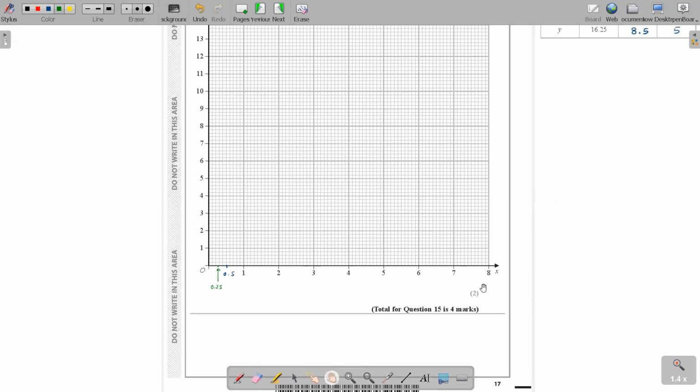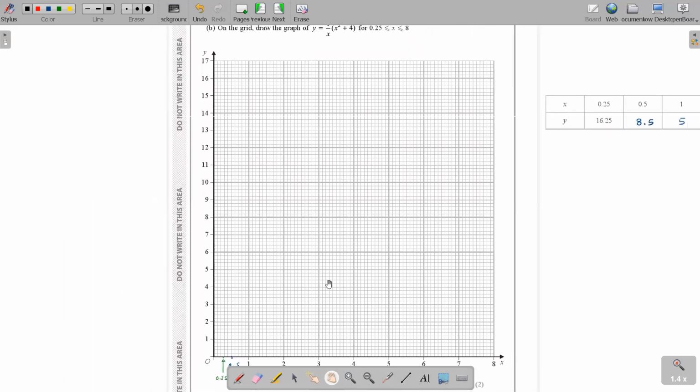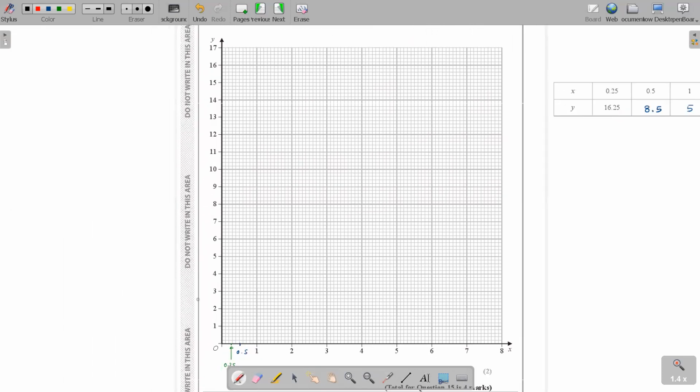So anyway, what do they want? X is 0.25, y is 16.25. How do we mark 16.25 here? If you take the y-axis, you can see 5 squares are representing 1 unit, right? Which means 1 square represents 1 divided by 5. So 1 divided by 5 is 0.2 units. So 1 square represents 0.2 units. Okay, so then you get here 16.25. How do I mark here?